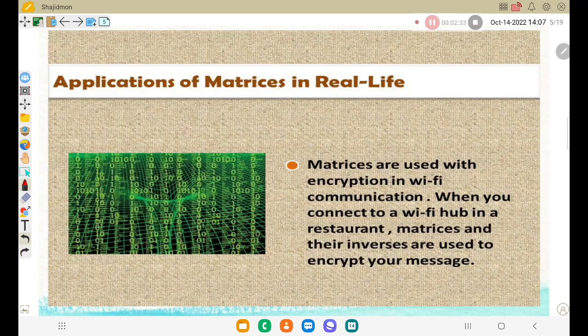Now another important application of matrices in real life is encryption, correct? Matrices are used for encryption in Wi-Fi communication. When you are connected to a Wi-Fi hub in a restaurant or wherever it is, matrices and their inverses are used to encrypt your message. So for encrypting messages, on the back side we are using matrix operations.